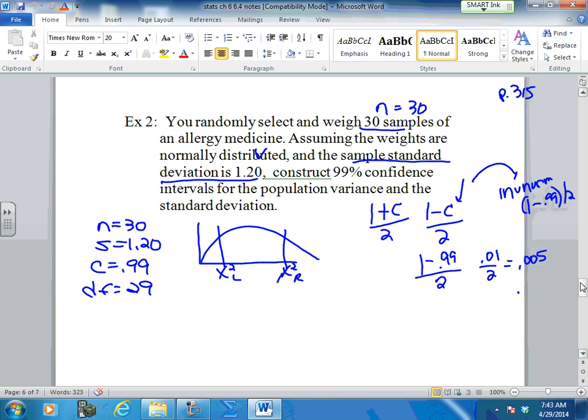So pull out your two numbers. Degrees of freedom 29, 0.995, 0.005. Your chart's symmetric, so they're right along the edges, both of them. So what's the smaller one? The left one. Good. 13.121. And what's the right side?